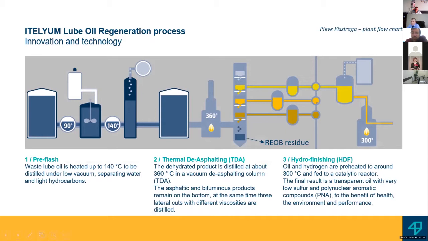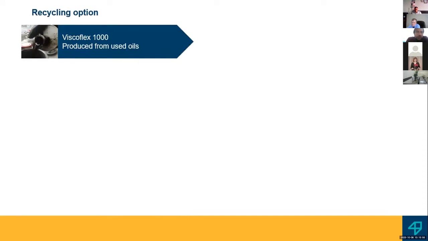And I also used other wastes derived from this process, which are not shown here because the plant is more complex than this, but I will summarize them in the next slide. Okay, the recycling option starts with this product, which is called Viscoflex 1000, and is the REOB product I showed in the previous slide. Here it is at 160 degrees, okay.